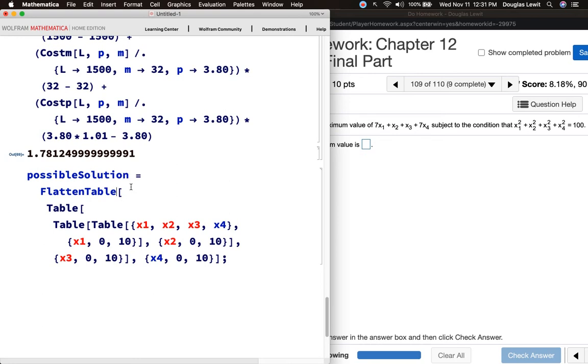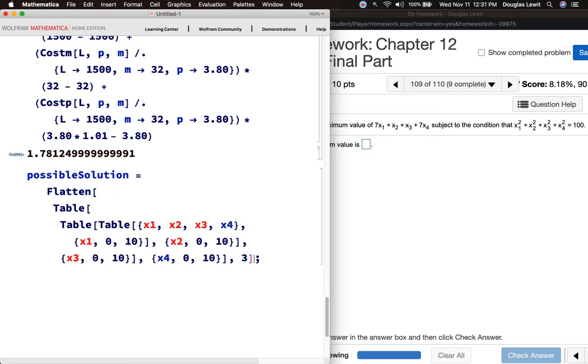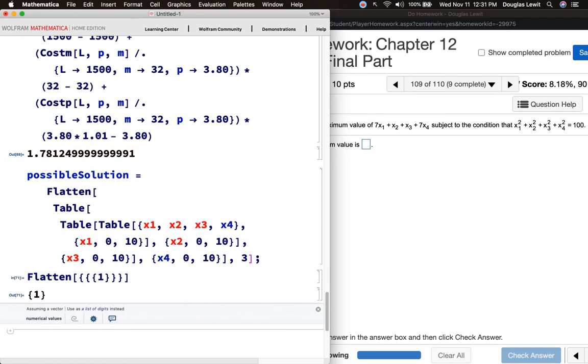Oh, I'm using the wrong command. Flatten. Okay. And if you're wondering why I'm getting this weird result, what does flatten do? Hold on one second. Flatten basically removes the outer list layers, the outer brackets.